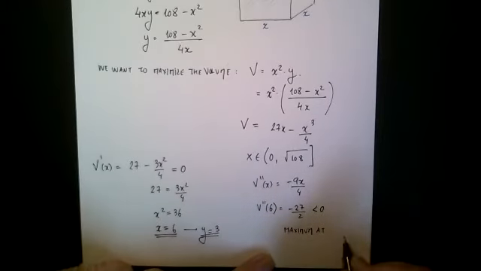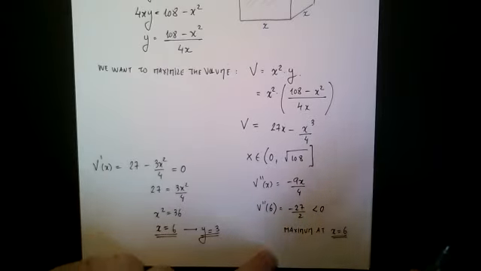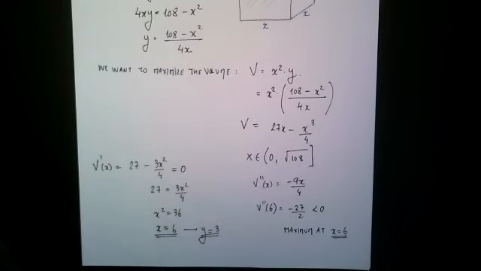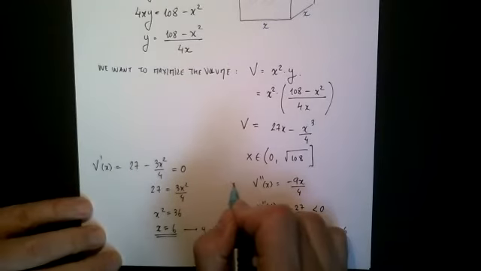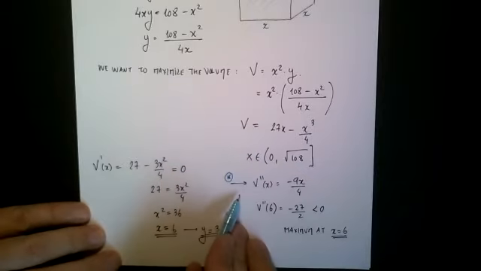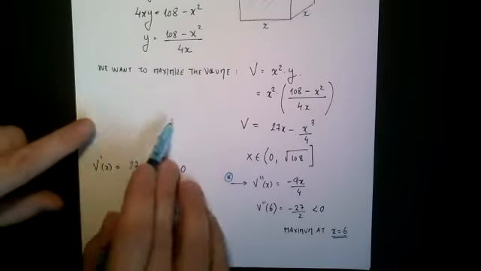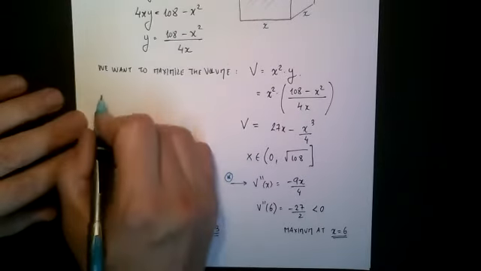Okay, so I have a maximum at x equals 6. So what did I just do here? Okay, so what happened here? Okay, so this is called the second derivative test. So I'm going to write it here. I'm going to explain to you what I did here.